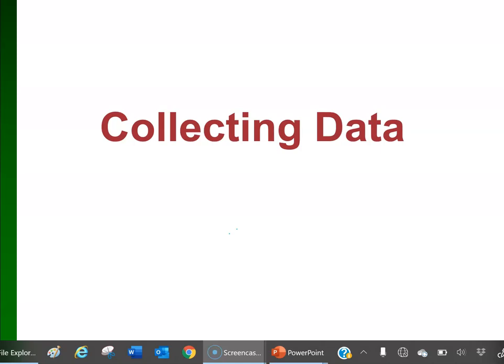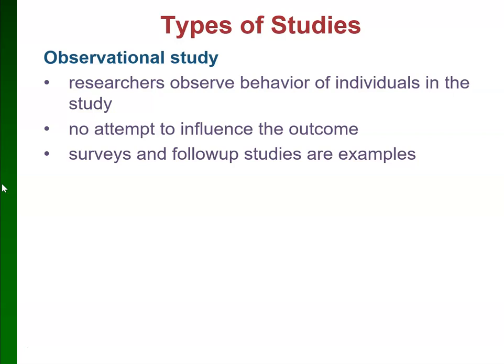In this video, we're going to talk about different ways of collecting data. First of all, let's talk about types of studies. The first major type of study is an observational study. In this type of study, researchers only observe the behavior of individuals in the study. There's no attempt to influence the outcome, and some examples are things like surveys and follow-up studies.